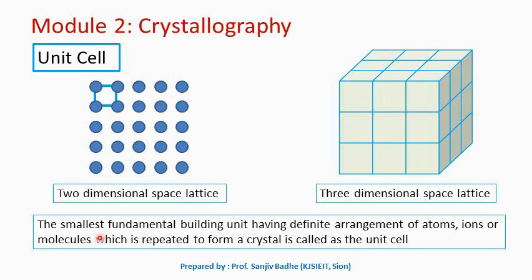We can define this unit cell as the smallest fundamental unit having a definite arrangement of atoms, ions or molecules which is repeated to form a crystal. So this arrangement of atoms will be repeated again and again in the entire crystal. So the smallest fundamental building unit having the definite arrangement of atoms, ions or molecules which is repeated again and again inside the crystal is called the unit cell. This is a two-dimensional space lattice in which we can identify this as a unit cell. This is a three-dimensional space lattice in which we can identify this cubic-like structure as the unit cell.